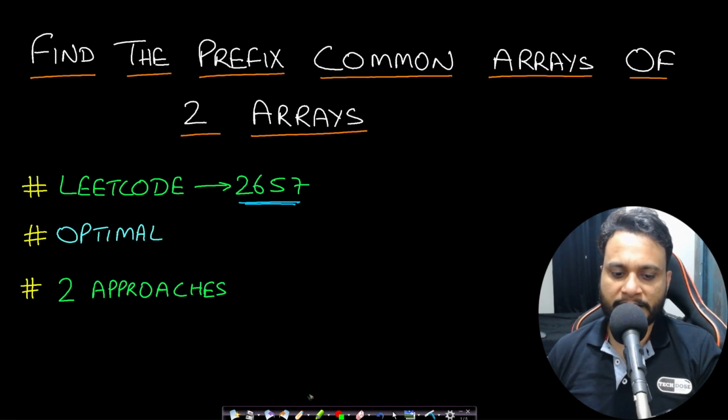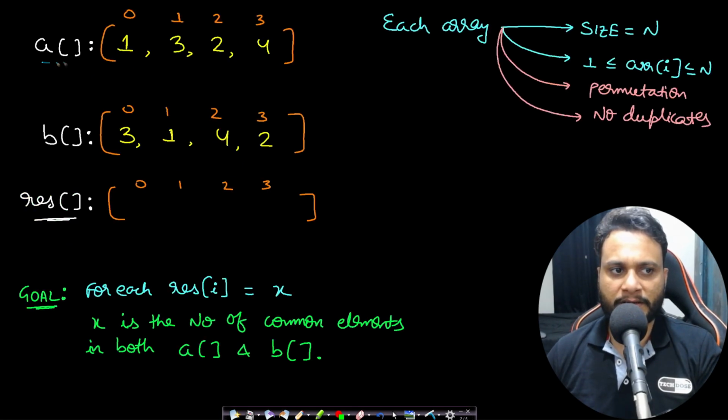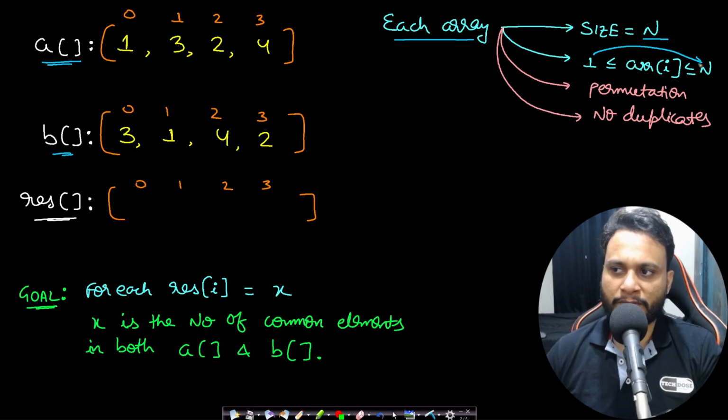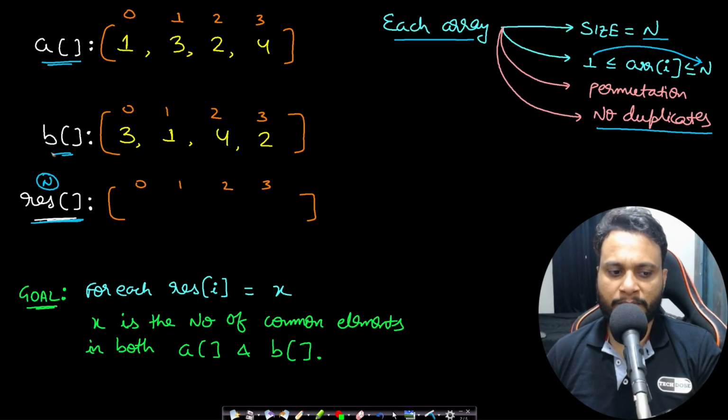So let's now look at an example for better understanding. Let's say that our arrays A and B are of size 4. We already know that for each of the arrays, the size will be equal to n, so they both will be of equal size. And each of the array elements will be a permutation in the range of 1 to n, and there will be no duplicates at all. So our goal is to find a result array which is of the same size n as A and B, in such a way that the meaning of x will be the number of common elements in both A and B until the given index I.